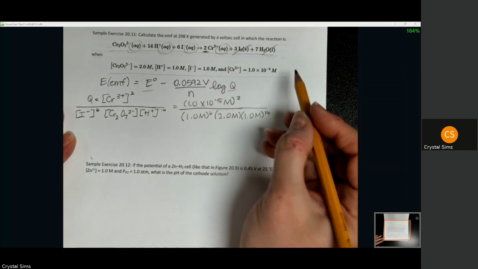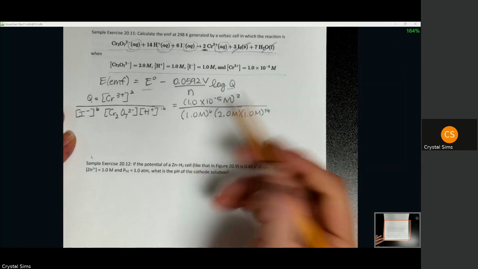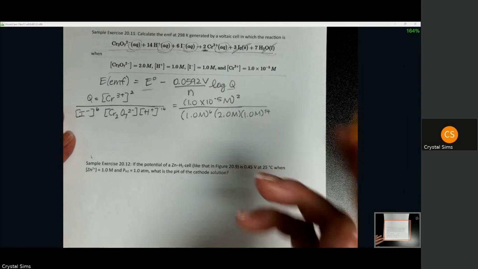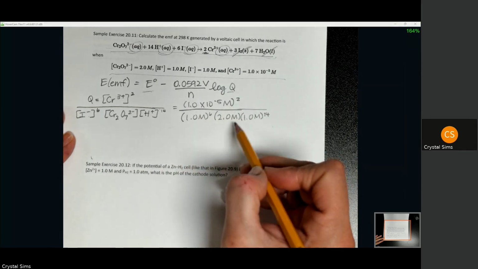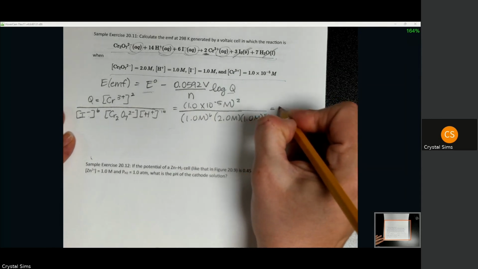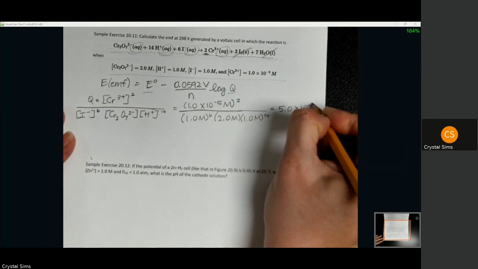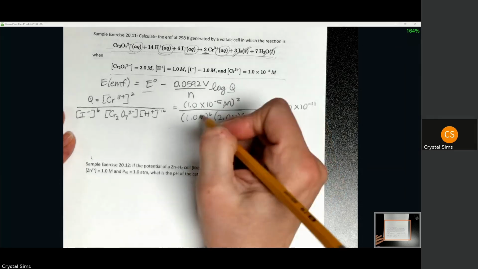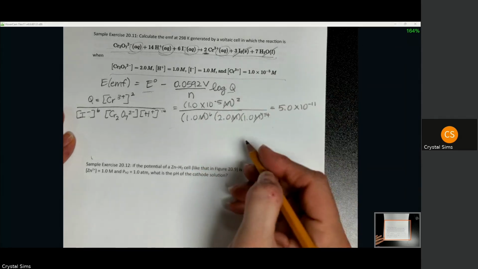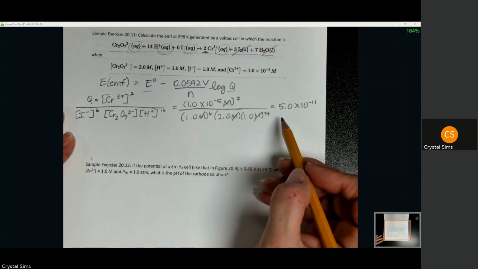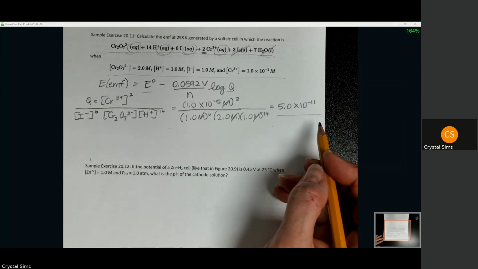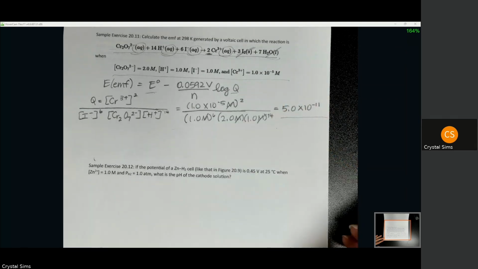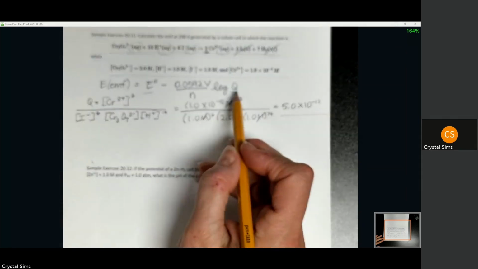Now, 1 to the 6th power is still 1. 1 to the 14th power is still 1. So what I have on the bottom is 2. So I need to figure this out, divide it by 2, and when I do that, I get 5.0 times 10 to the negative 11. Of course, all of my m's cancel out there. I don't have a unit. It's 5.0 times 10 to the negative 11. All right, so I've got my Q. So I've figured this out.